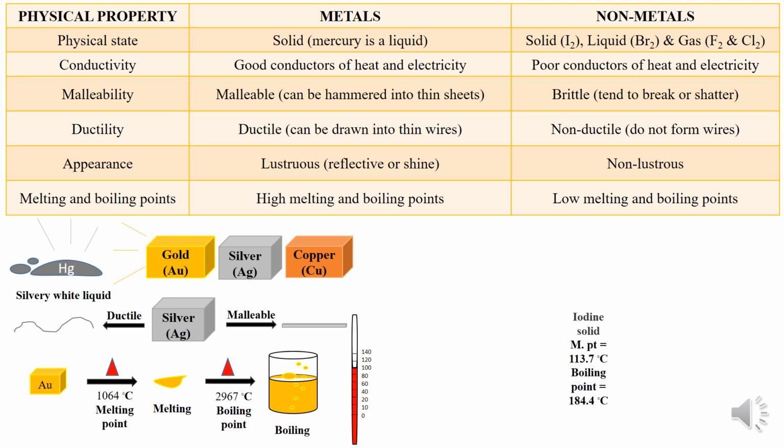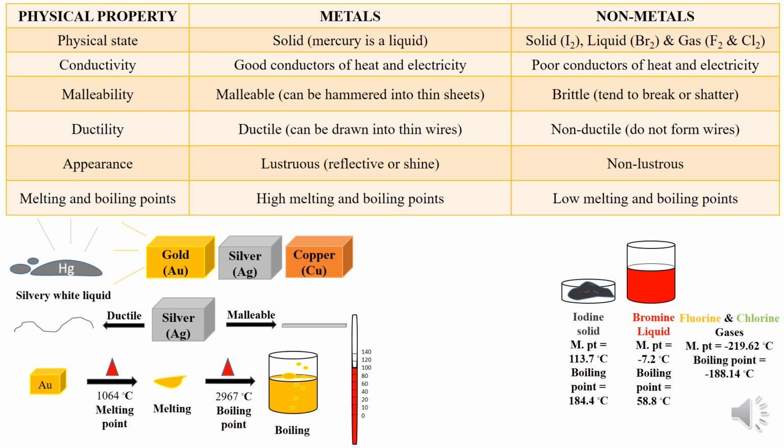While on the other hand, non-metals exist in all three states of matter, that is solid, liquid and gases. To mention some examples, iodine is a solid at room temperature. It is a dark gray solid with low melting and boiling points. Bromine is a reddish orange liquid with low melting and boiling points.